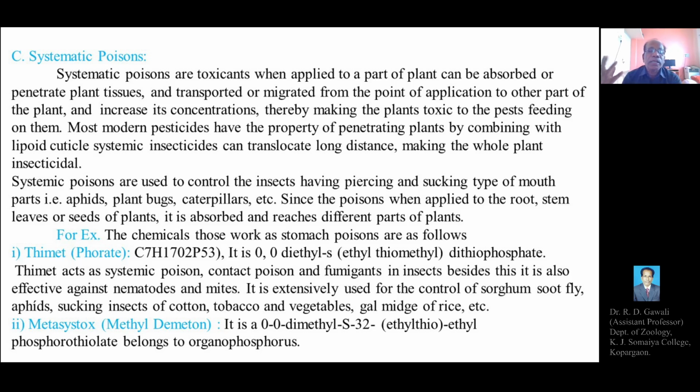Then metasystox is also another example of a systemic poison. So these are the systemic poisons. There are two examples, thimet and metasystox, which lead to phytotoxicity first and then act as a stomach poison, producing a lethal or toxic effect and leading to the death of the insect pest which consumes the phytotoxic plants.